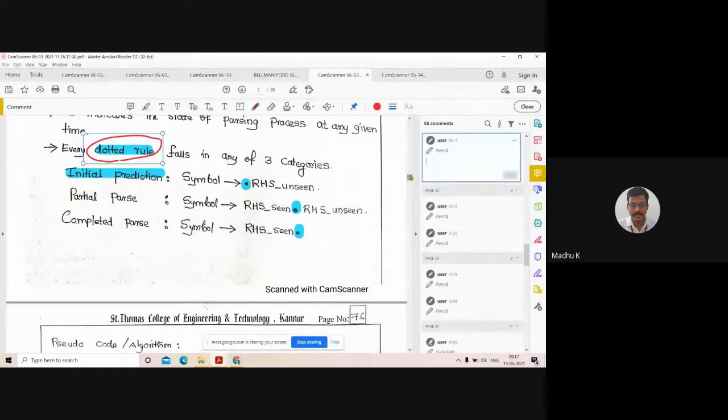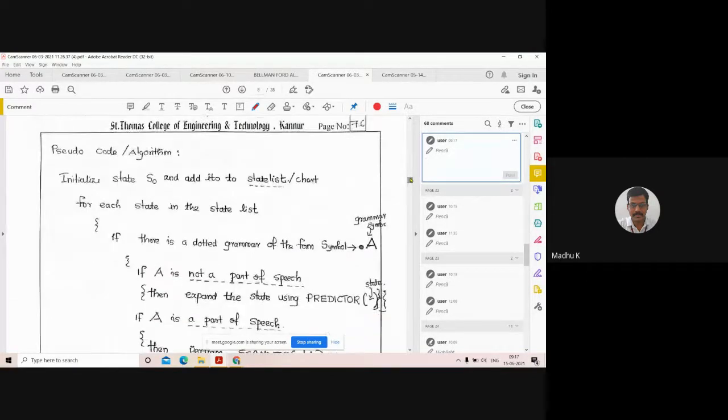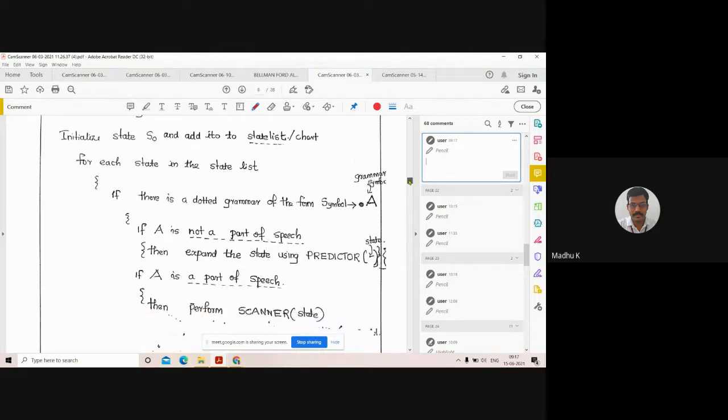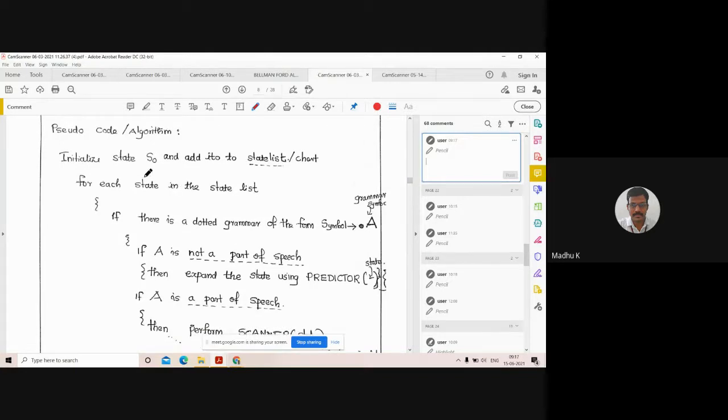So next, we discussed this algorithm. This algorithm is very important in the exams. I'm doing a university exam revision, so please study this topic, all the topics I'm discussing. This is the algorithm for chart parsing. So what do we want to do? Initialize the state as 0 and add that initial state to the state list or chart.